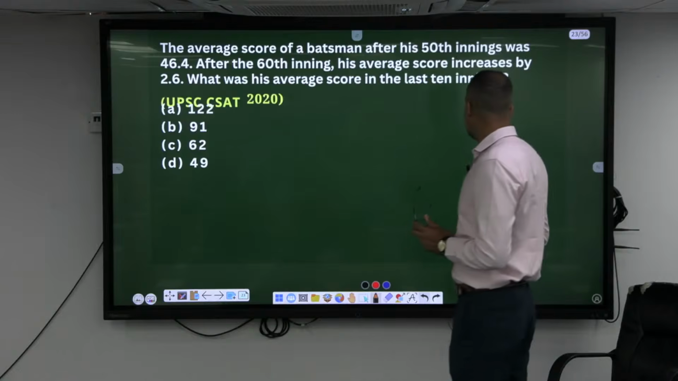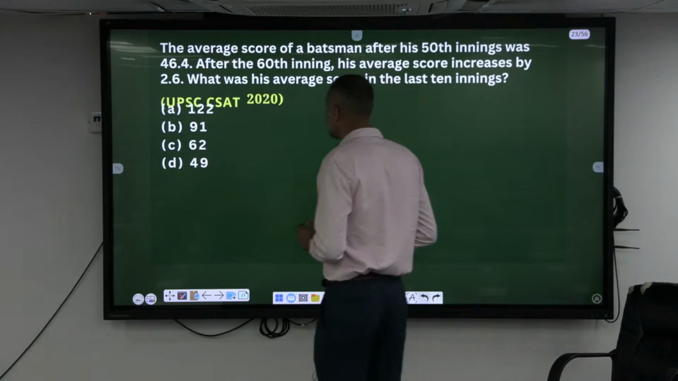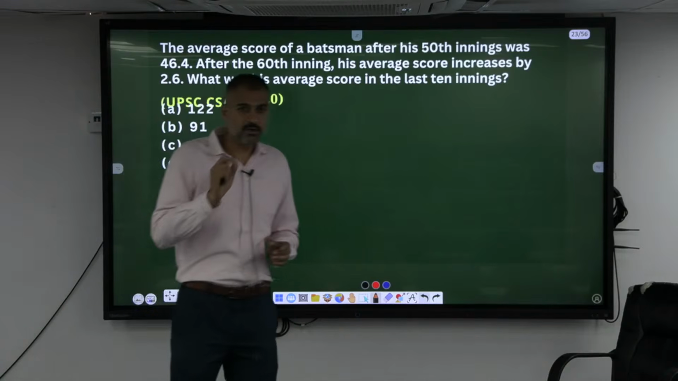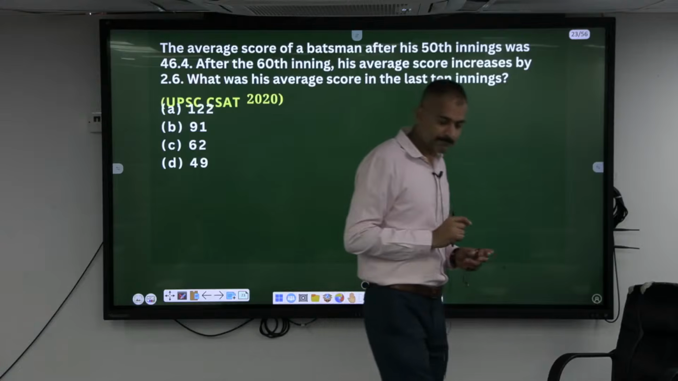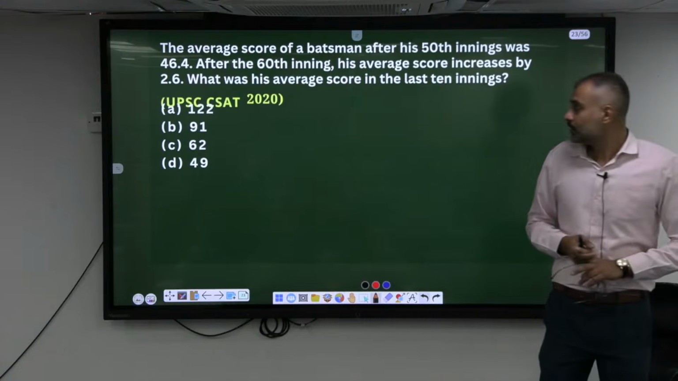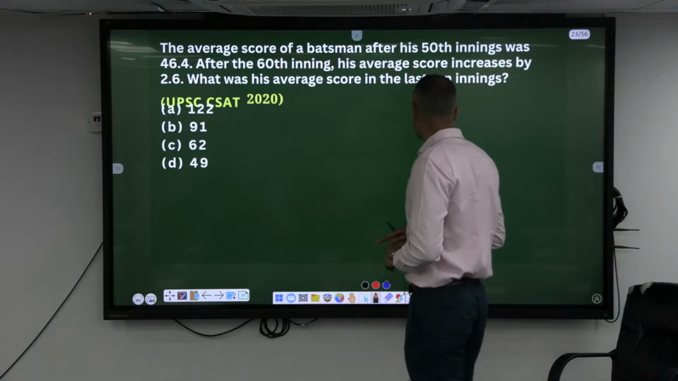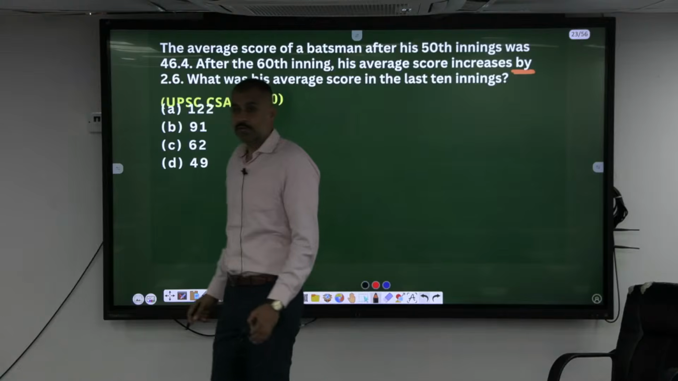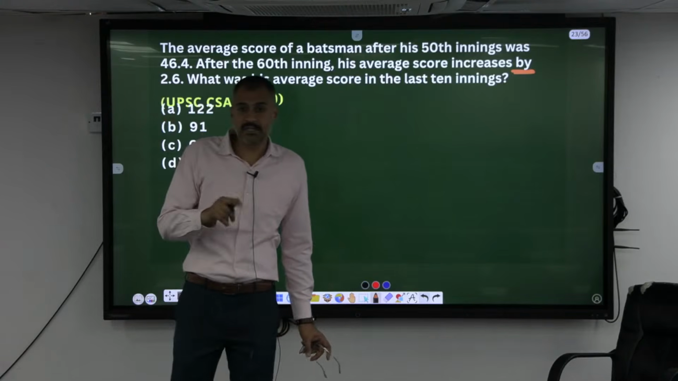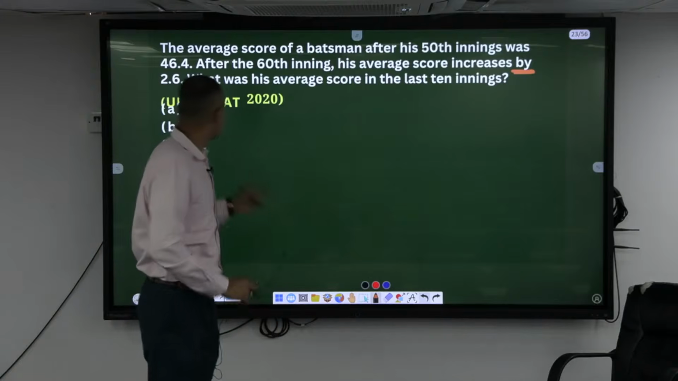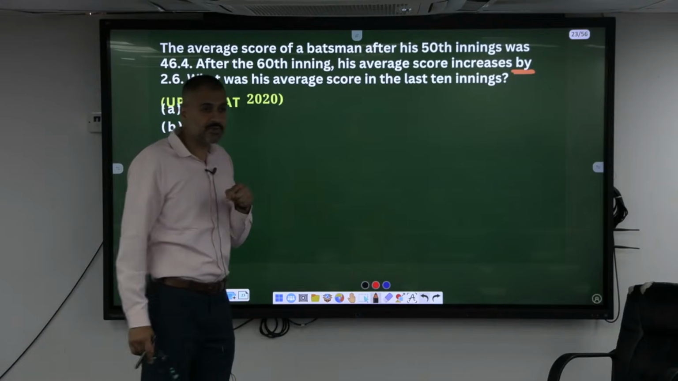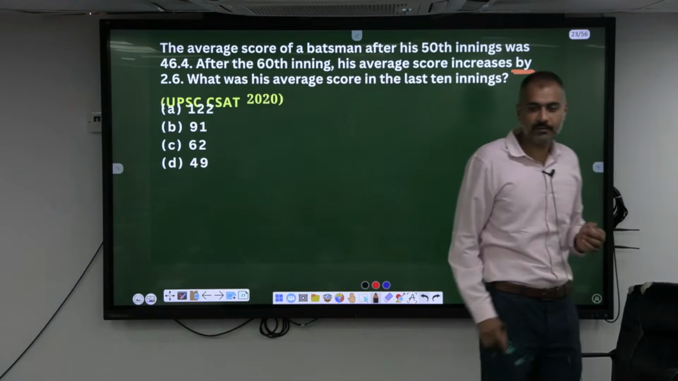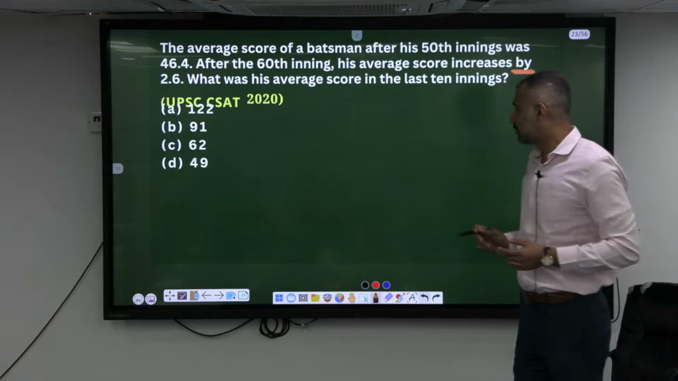He has played 50 innings and his average score is 46.4. Average means per innings, 46.4. So the total score will be 50 into 46.4. After 60 innings, his average increased by 2.6, means it becomes 49. So in 60 innings, 49 is the average. In 50 innings, average is 46.4. If I take the difference, this is the difference of 10 innings score, divided by 10. 62, okay.